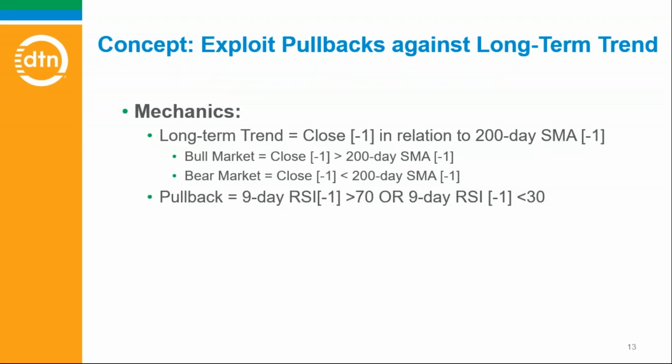Okay, let's look at our second concept. Taking advantage of pullbacks within the context of a longer term trend. So the longer term trend is going to be defined as yesterday's close in relationship to the 200-day simple moving average. So we're going to define a bull market as yesterday's close was greater than yesterday's 200-day moving average, and a bear market is yesterday's close is less than yesterday's 200-day moving average. And then we're going to define a pullback as a 9-day RSI reading greater than 70 or less than 30.